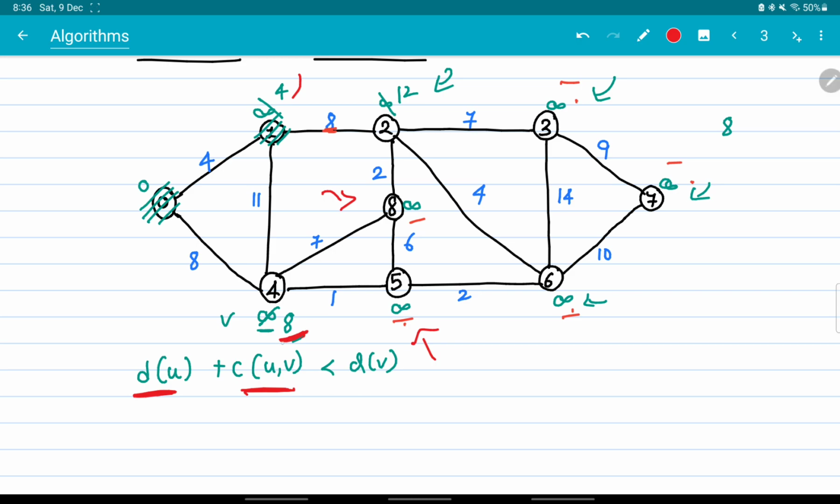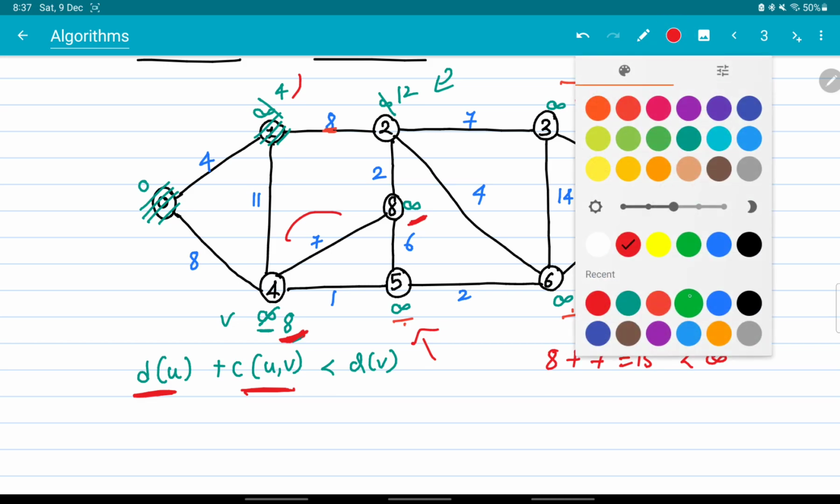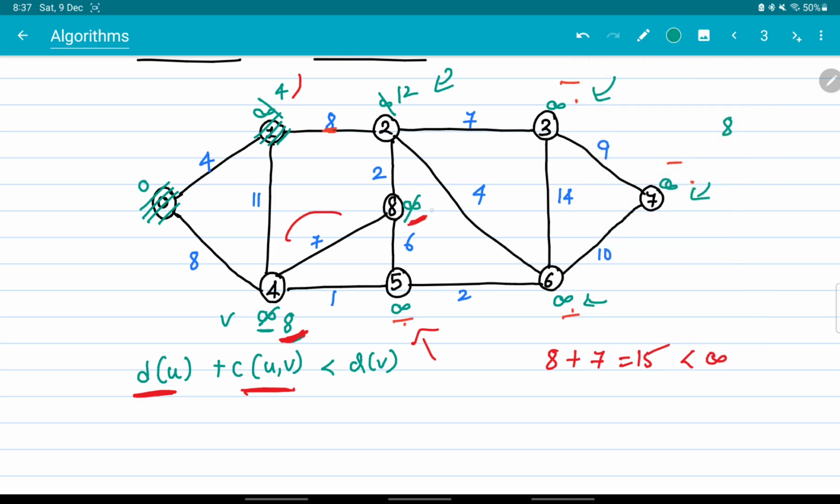Okay. So what is the distance value of vertex 4? It is 8. Plus what is the cost of going from vertex 4 to vertex 8? The cost is 7. So what is 8 plus 7? 8 plus 7 is 15. Right? And now 15 is less than this distance value. The distance of my destination node is infinity, right? 15 is less than infinity. That means the time has come to update. So I'll cut this infinity and make it as 15. So I've done visiting 4 to 8.